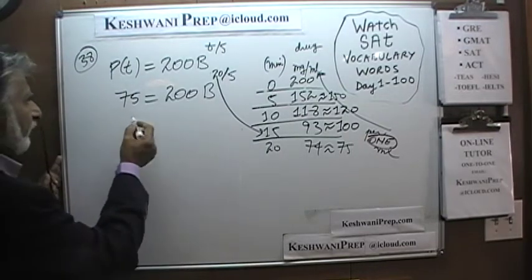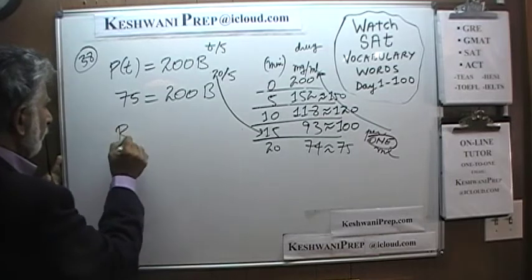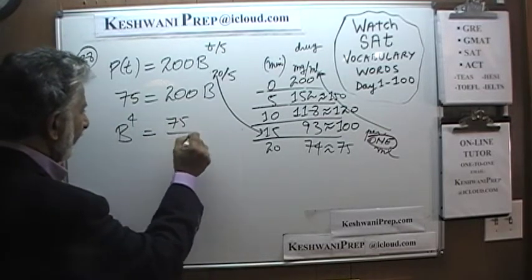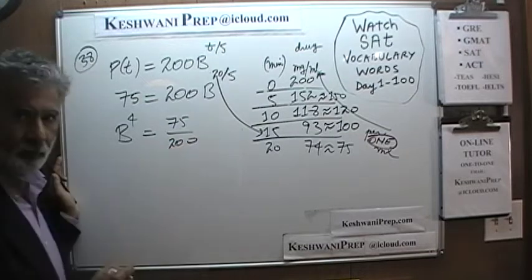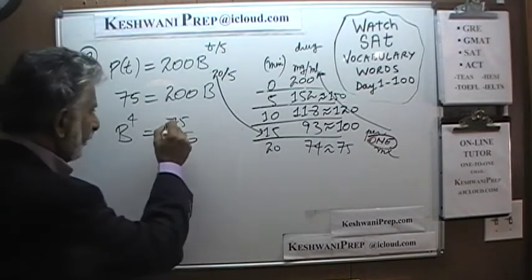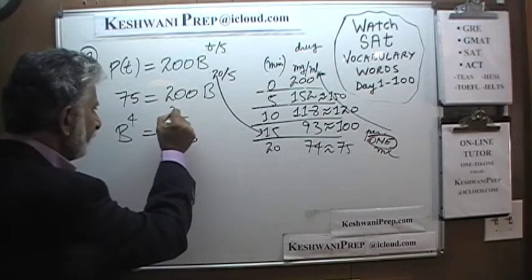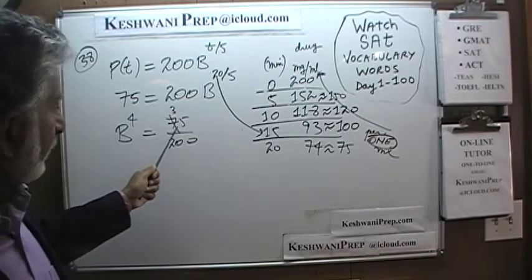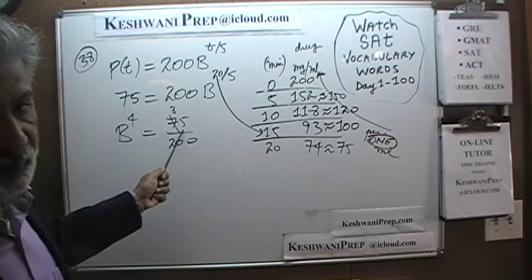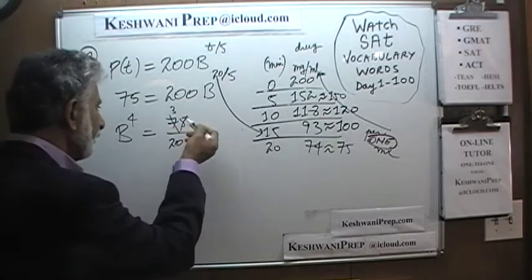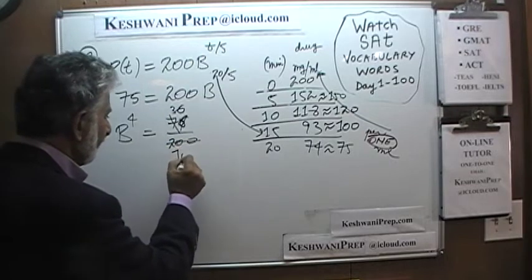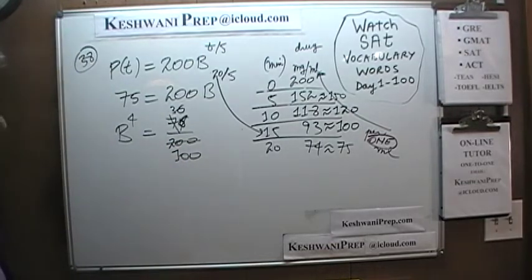So b raised to 4 is equal to 75 over 200, watch what happens. Let's divide top and bottom by 2. 7 has 3 2s. 3 2s are 6. After we take away 6 from the 7, we have a remainder of 1. 1 goes here, it becomes 15. And 15, I'm going to pretend it is 16, just to keep it simple. Voila.